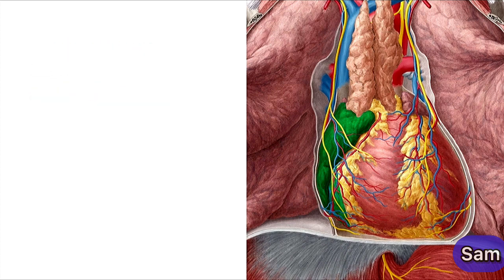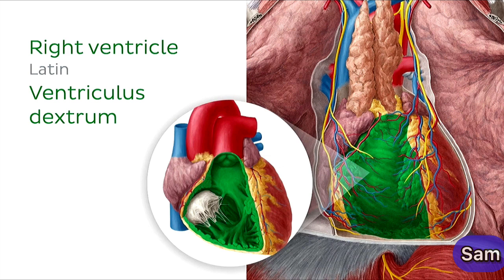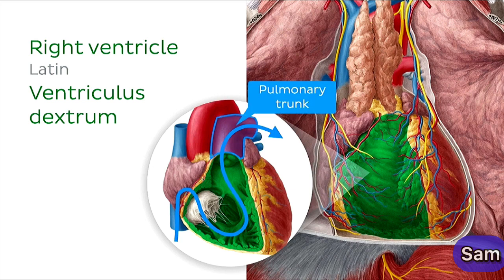Next, the blood enters the right ventricle by travelling through the tricuspid valve, also known as the right atrioventricular valve. We can't see that valve with the heart in situ, as we'd have to cut open the heart and have a look inside. From the right ventricle, the blood travels to the lungs to pick up oxygen via the pulmonary trunk, which we'll get to in just a bit.